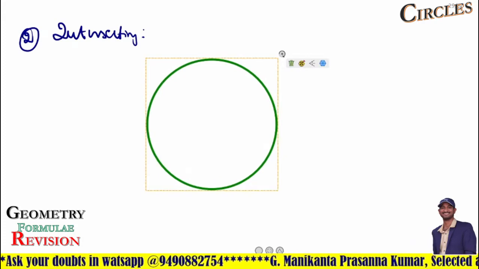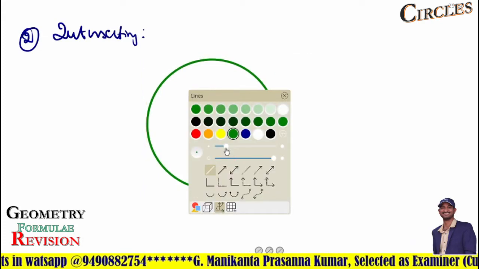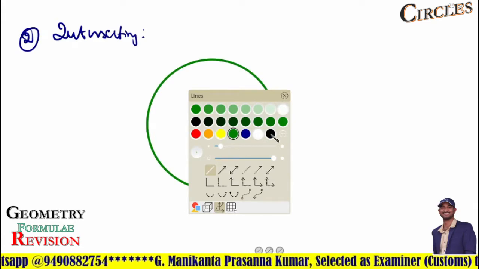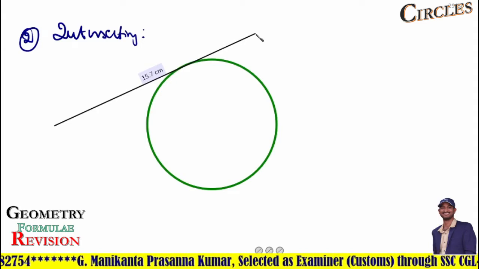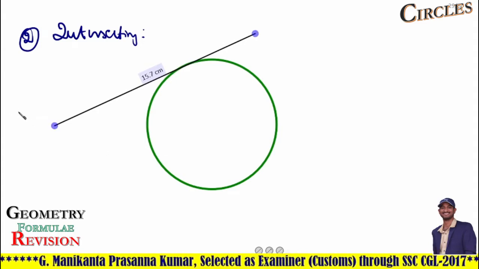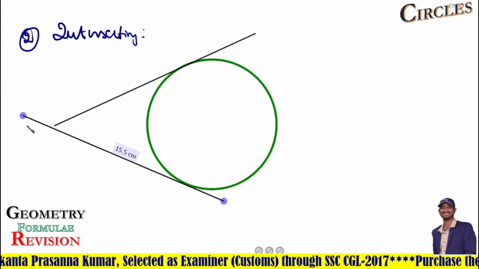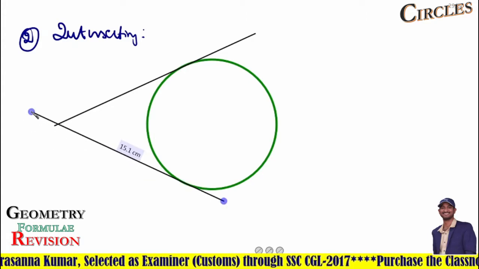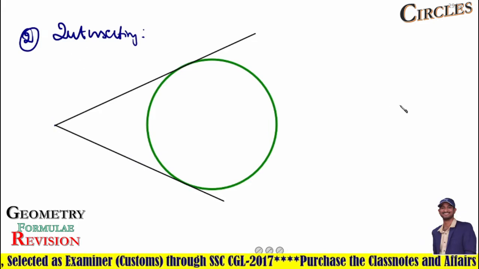This is a circle, and this is one tangent, and this is another tangent. They intersect at this point.